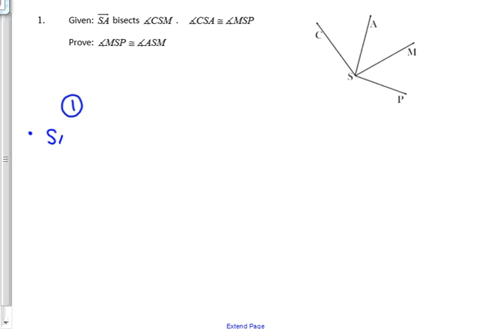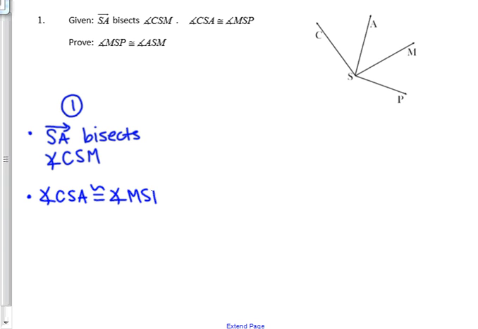So I'm going to say that ray SA bisects angle CSM. And then I also know that angle CSA is congruent to angle MSP. And that reason there is just going to be given.